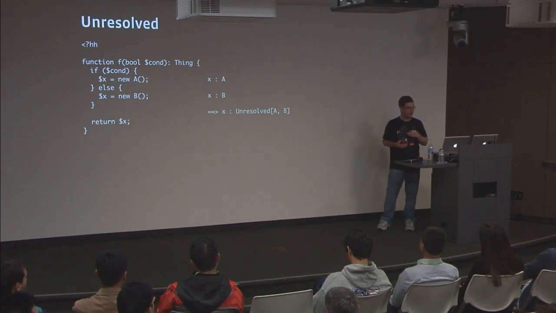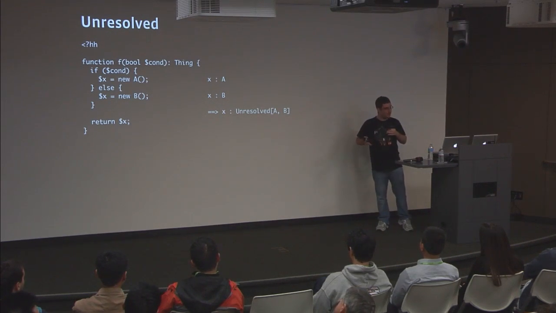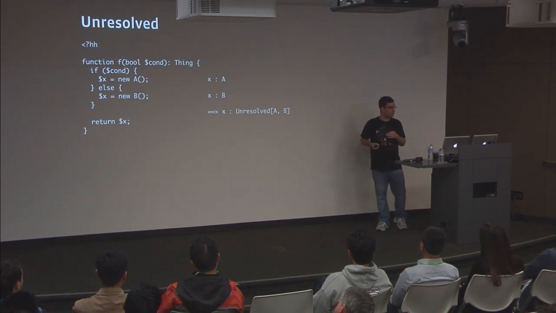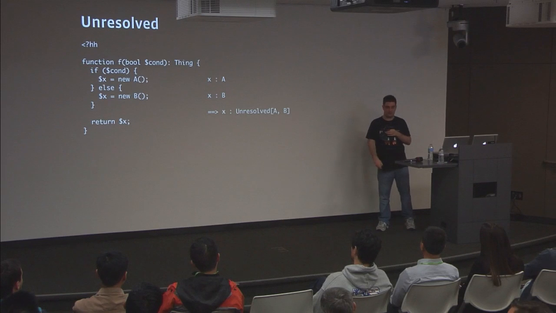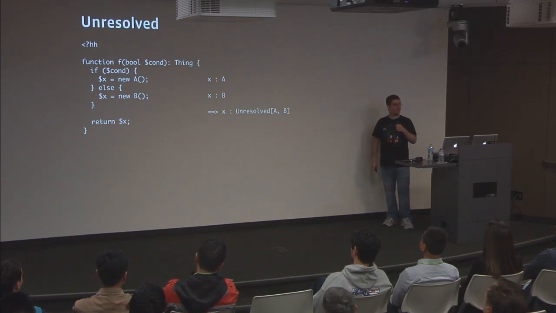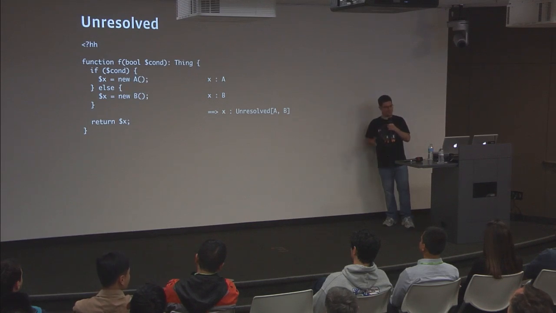Again, pragmatism. People are laughing, and I understand where that comes from, but it's the pragmatism of Hack, right? We try to type code as best we can for interoperability with PHP, and sometimes that isn't always possible, so we do the best we can. So, unresolved types here. Again, if you're familiar with type systems, this looks a little bit like a union type.